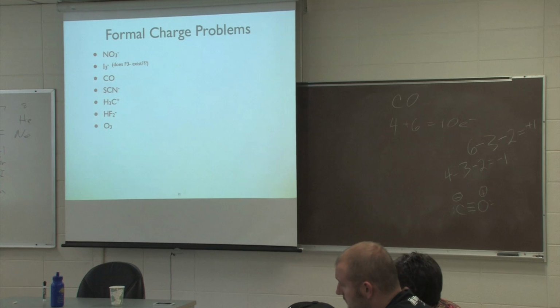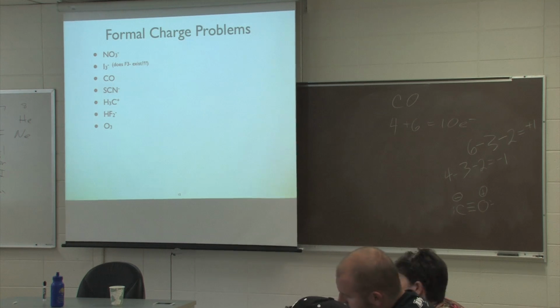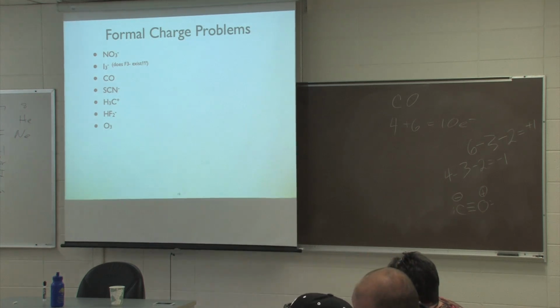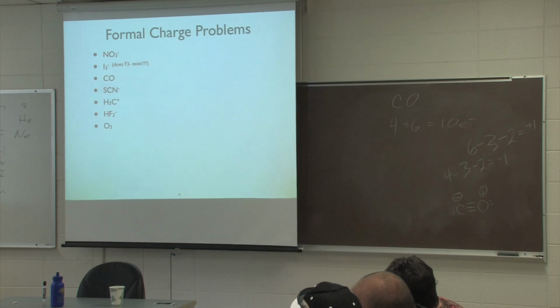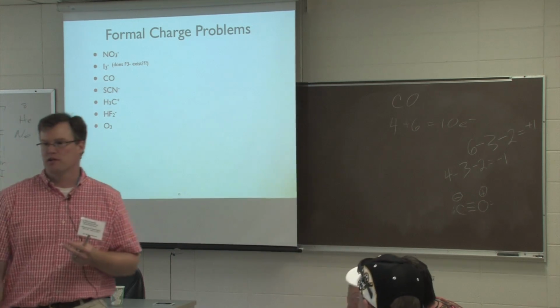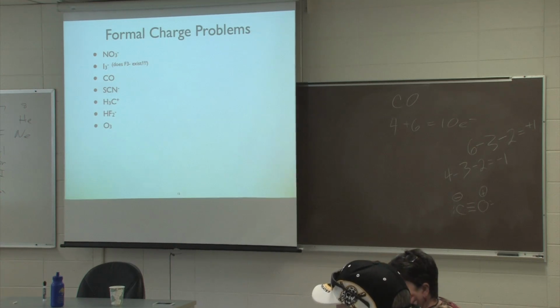That looks kind of crazy, right? But that's right. We have an octet on both atoms. We've accounted for the formal charges on both of those atoms. The overall charge on this is going to be neutral. We have 1 positive charge and 1 negative charge. So that's really what carbon monoxide looks like.